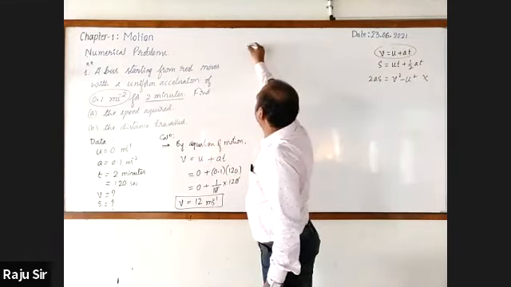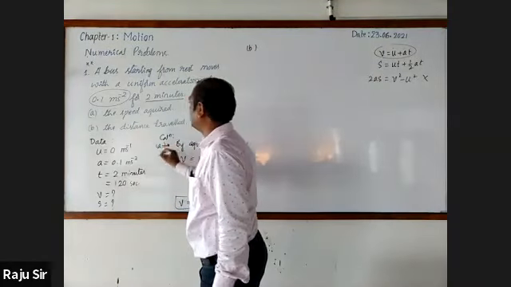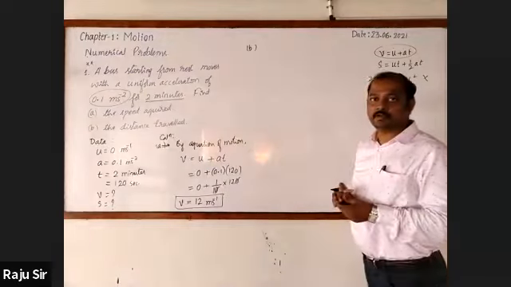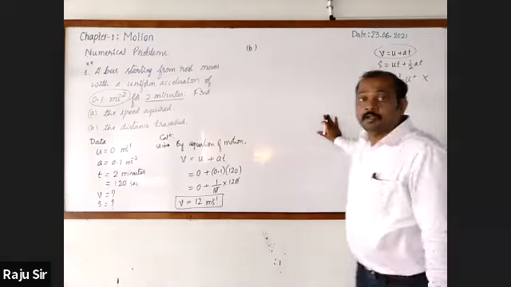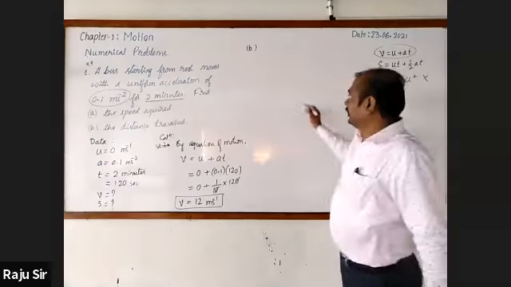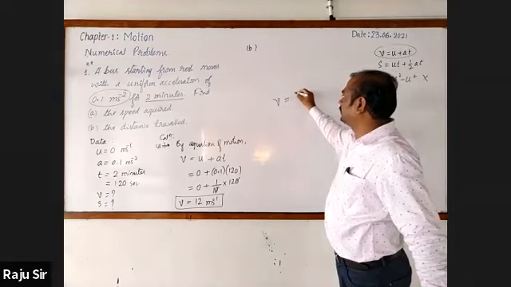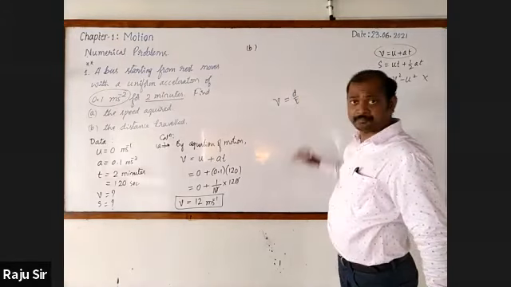We have to find out V1, that is the distance traveled. 1440 meter? Sir, 720 meters. Sir, 720 meters is the answer. Distance traveled: whether you go for using the formula V equal to D by T, or S is equal to UT plus half AT square, sir.